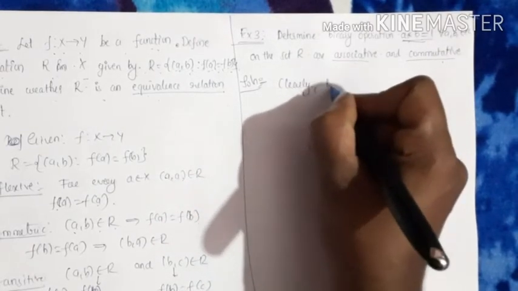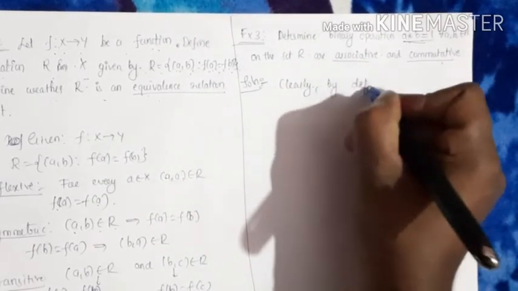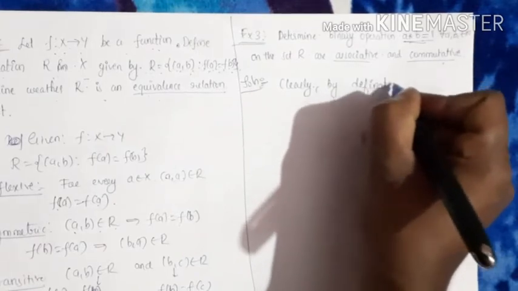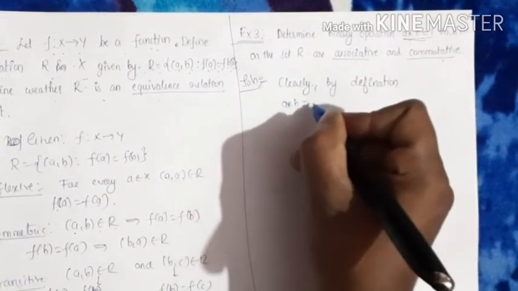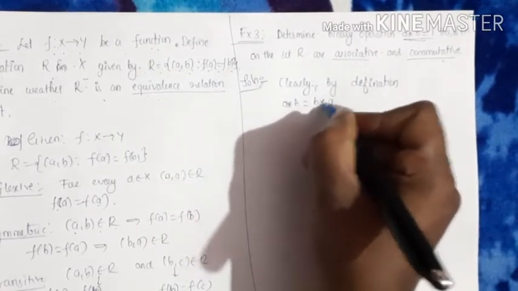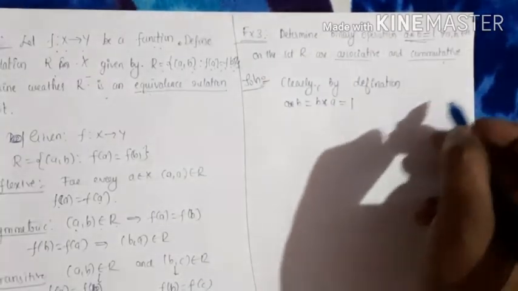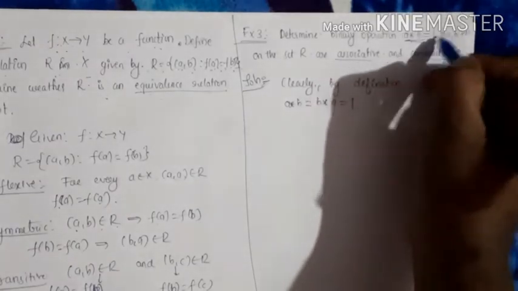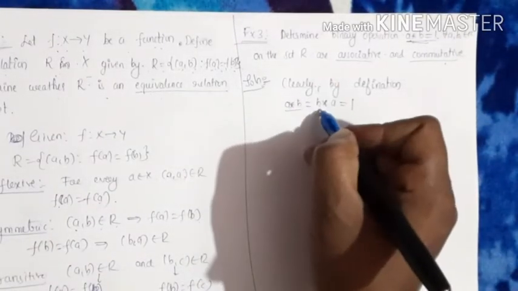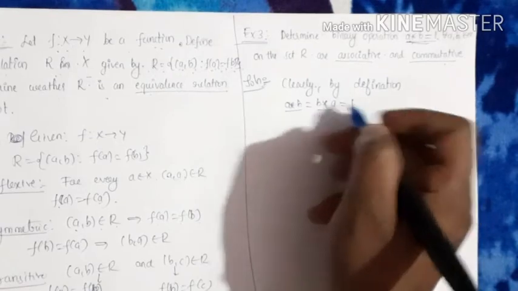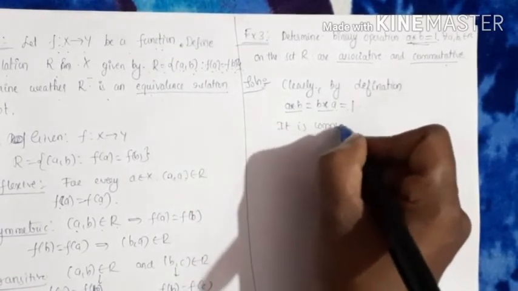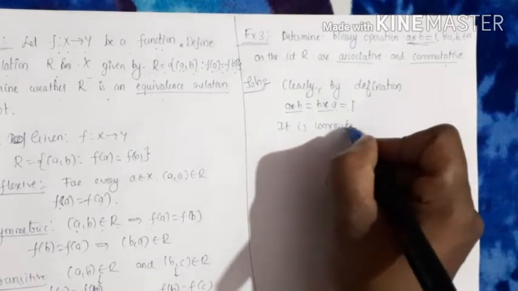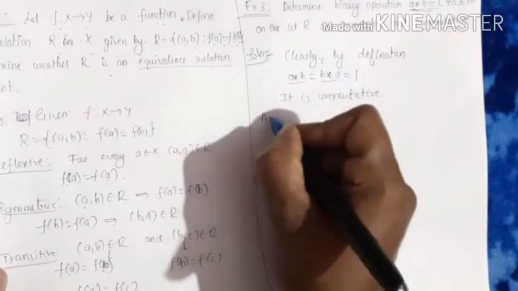Clearly, by definition, A star B equals B star A equals 1. Why? Because A star B equals 1. That means if you reverse it, B star A equals 1. Therefore, it is commutative, by definition only. And now come to the associative property.